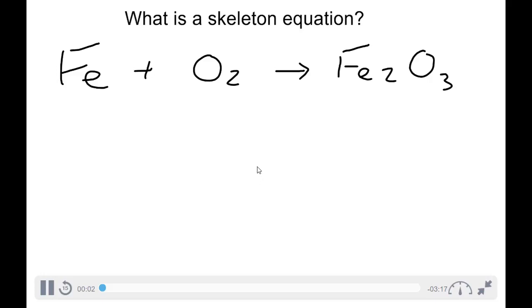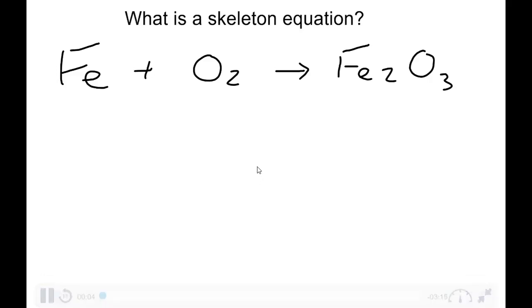Below is the skeleton equation for the rusting of iron. All chemical reactions can be described by a skeleton equation. The skeleton equation describes how the particles of the reactants rearrange to form new particles called the products. The products must always be made up of the original elements described by the reactants. In this example, you see the products are made up of the iron and oxygen, just as the reactants are.